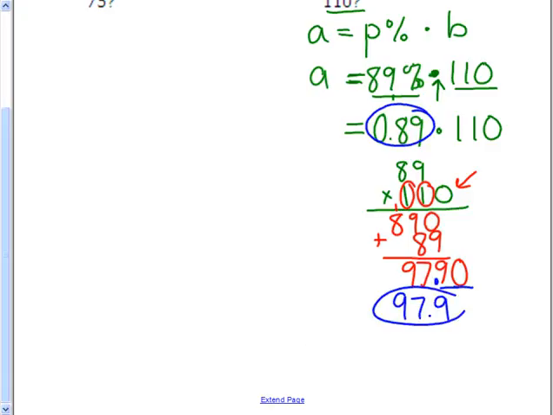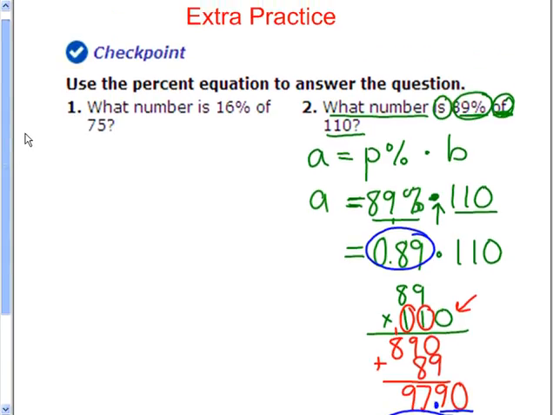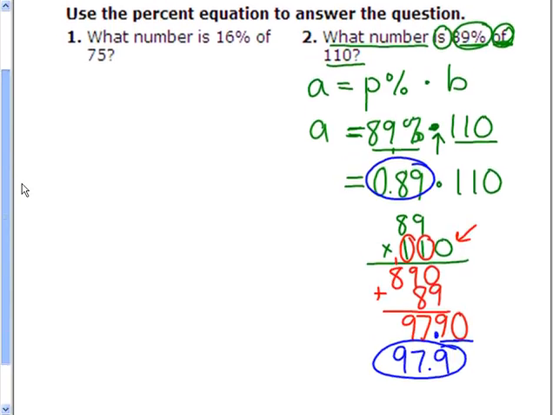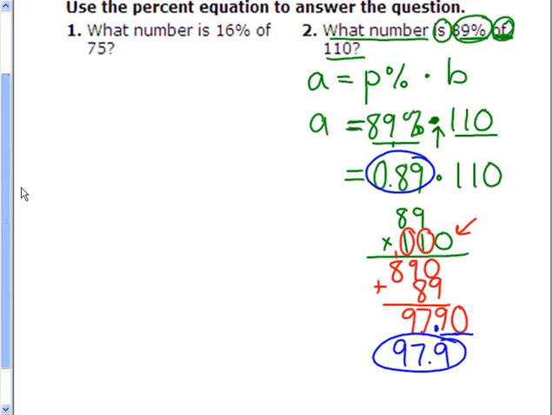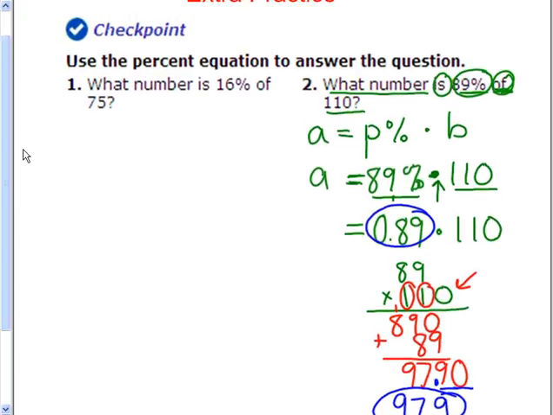97.9 as my product. Now let's go back and see, what does that mean? That means that 97.9 is 89% of 110. So that's what that means. All right, you should be able to go ahead and do your first 2 checkpoints for lesson 7.4.